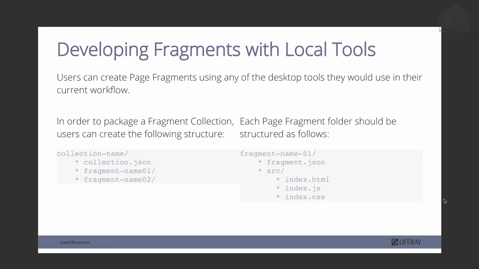Now, developers can create fragments outside of Liferay if they'd like. They can go ahead and import them, and then they just need to basically check them and publish them. The way this is done is you can create a folder on your operating system called whatever the name of the collection is. You'll have a collection.json as well as the fragment folders, and then the fragment JSON in that folder with the source. So there is some documentation on this that you guys can take a look at if you're interested in doing this with your own local tools.